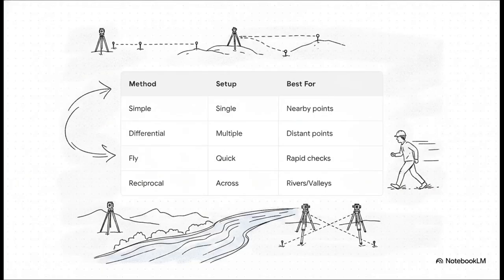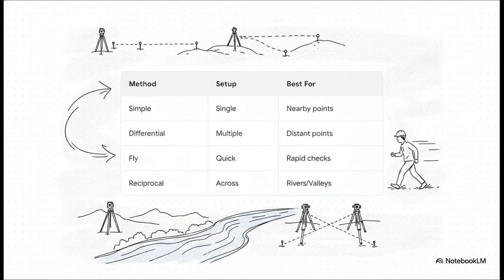Section 3, Field Methods, Adapting to the Terrain. So now our instrument is perfectly tuned. How do we execute the measurements? Because as we know, terrain is rarely cooperative. If 2 points are close and visible, we just use simple leveling. One setup, right in the middle, easy. But if points are far apart or obstructed, we use differential leveling, moving the instrument multiple times to sort of leapfrog across the site.